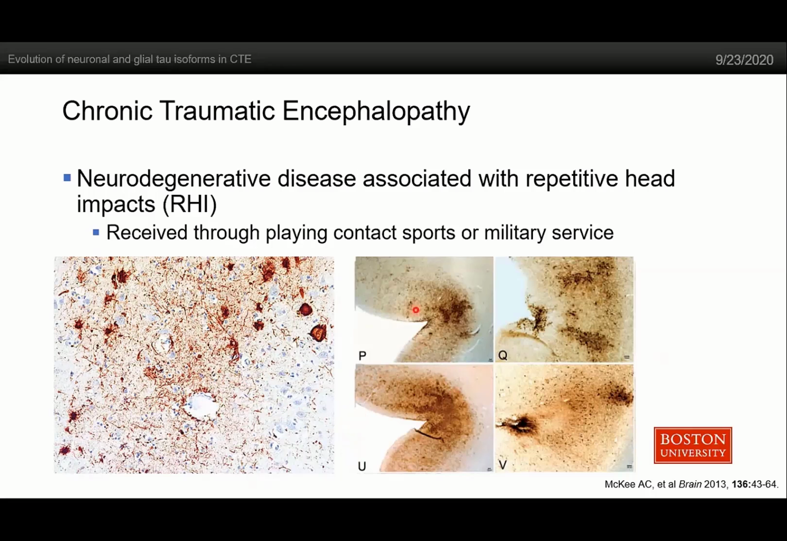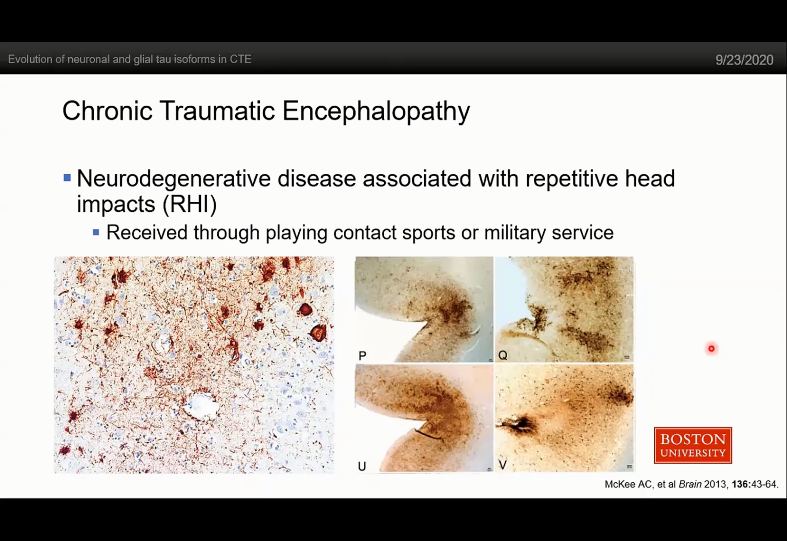And this pathology is found early in the disease at the depth of the cortical sulcus. So your brain has folds in it. At the bottom of the folds in the cortical gray matter, you get this accumulation of tau perivascularly. And this is unique to CTE. You won't see it in any other neuropathology. And it defines the disease.